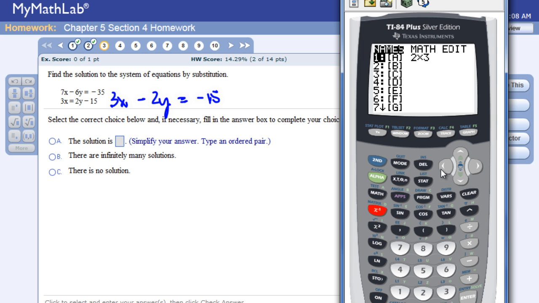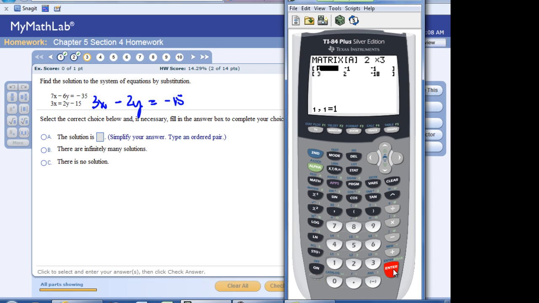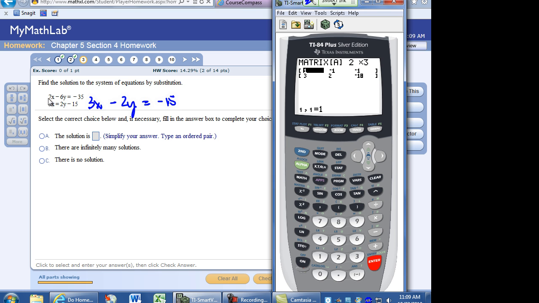Second matrix. Over to edit. It's still a 2 by 3. And enter in your coefficients 7, -6, -35, 3, -2, -15.